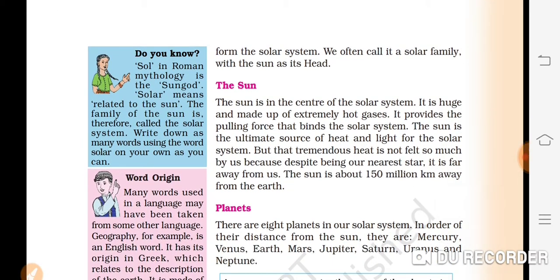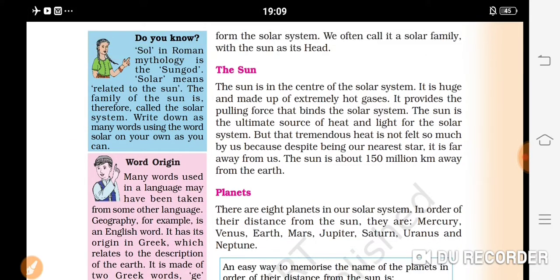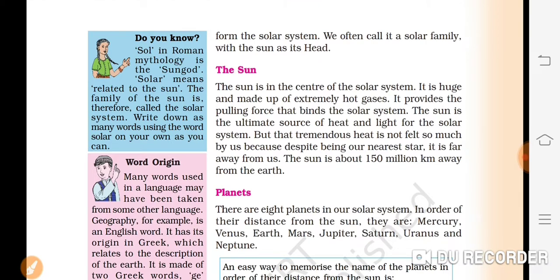We start from the solar system. Sol means what? Do you know? This is a very important question. I was very interested when I was in 6th or 7th class to know this first thing. Sol in Roman mythology is the sun god. Solar means related to the sun. The family of the sun is therefore called the solar system.